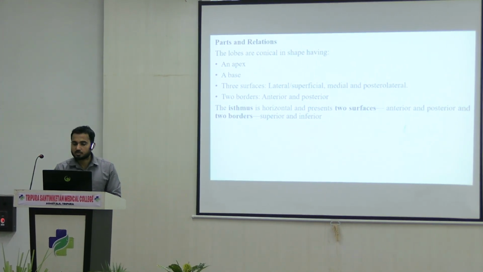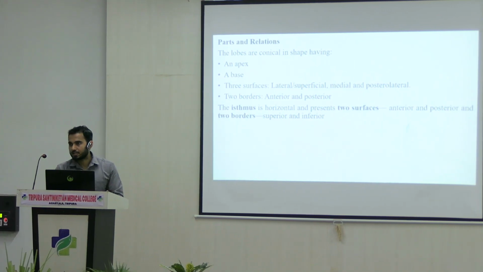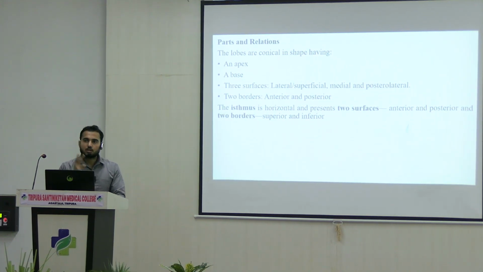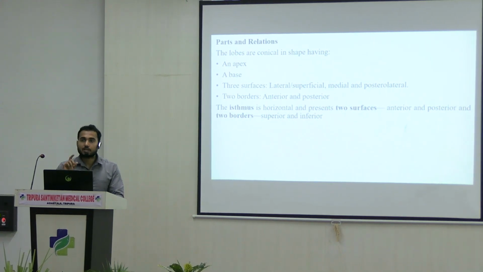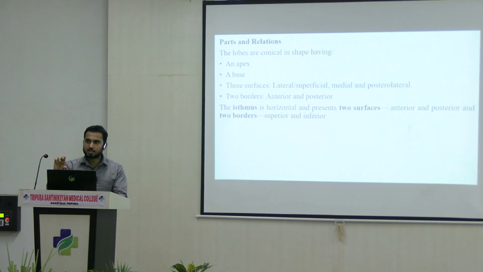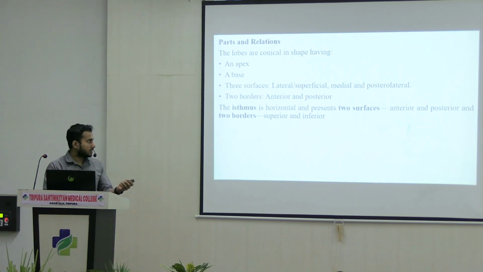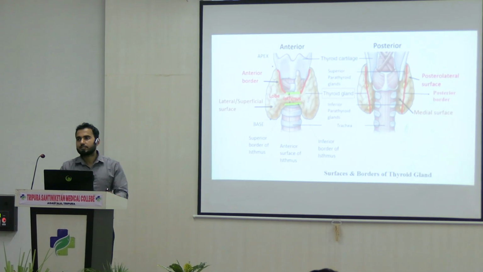Next, we have surfaces. How many surfaces are there? Three surfaces. What are these? Lateral surface, also called the superficial surface, then medial surface, which is deep, and then posterolateral surface. Then two borders are there, anterior border and posterior border. These are for only one lateral lobe. Next we have the isthmus, the middle part connecting both the lobes. The isthmus has two borders, superior border and inferior border, and two surfaces, anterior surface and posterior surface. Now let me show you the diagram so that you can understand the surfaces and borders.